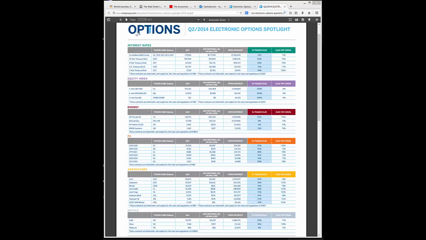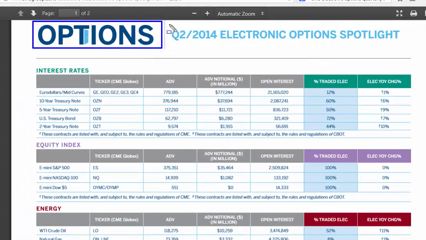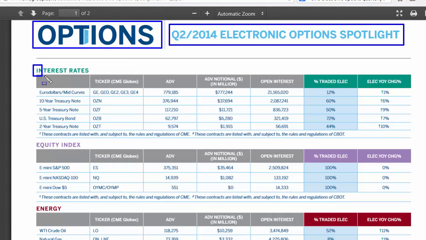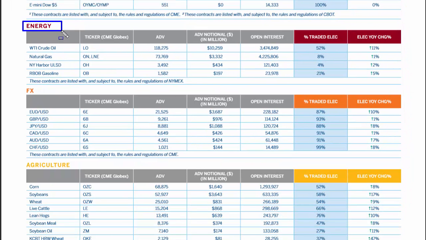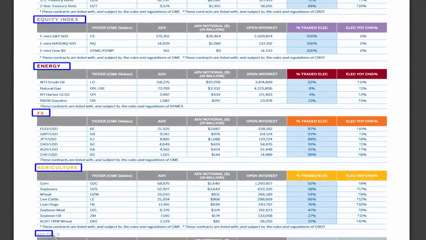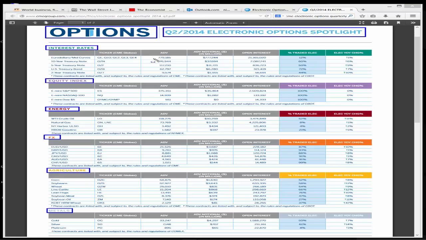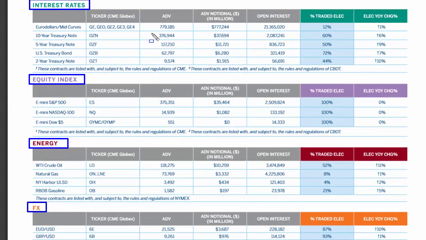Constructing an option index requires some choices. The quarterly CME Group Electronic Options Spotlight reports liquidity statistics for products under consideration. The report highlights the average daily volume, open interest, and other statistics on the main product complexes of the CME Group, including interest rates, equity index, energy, foreign exchange, agriculture, and metals.